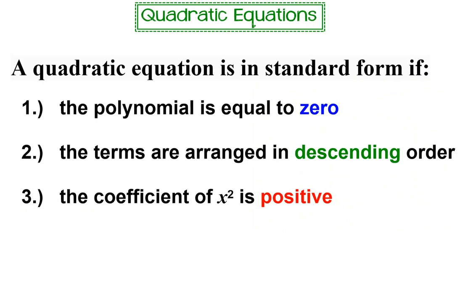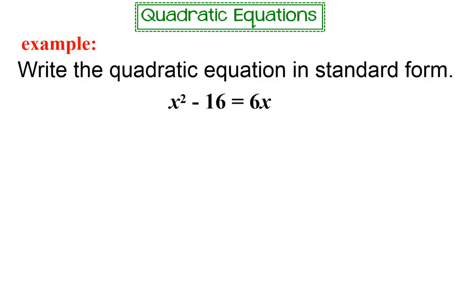A quadratic equation is in standard form if these three things happen. One, the polynomial is equal to the number 0. Two, the terms are arranged in descending order. That's with the highest variable power first and going down from there. And three, if the coefficient of x squared is positive, you know that it is in standard form.